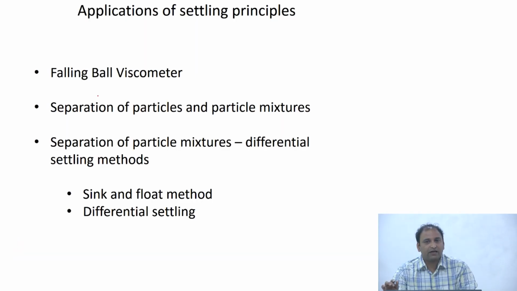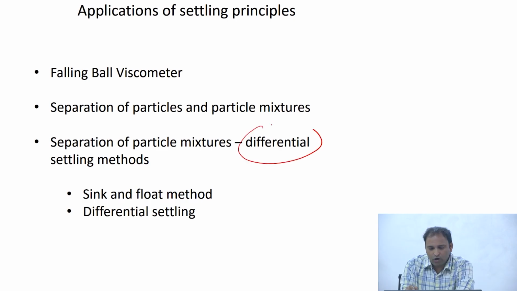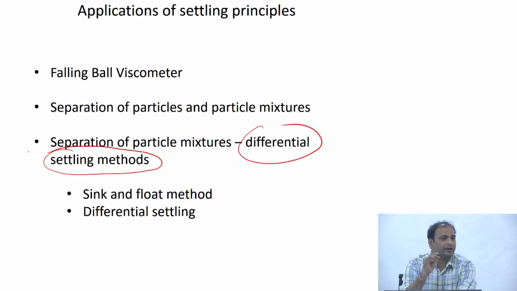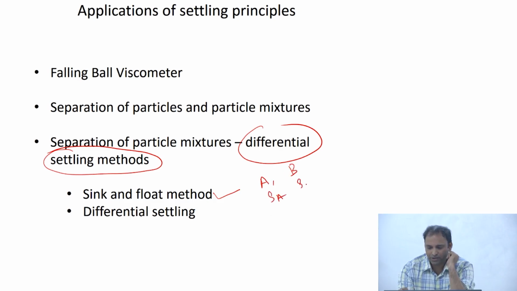Now, there are techniques where you exploit a concept called differential settling. This concept is typically used when you have a mixture of particles of different sizes and different densities. In a method called the sink and float method, somebody gives you a powder mixture with, say, particles of type A and type B, where the density of particle A is rho A and the density of particle B is rho B.